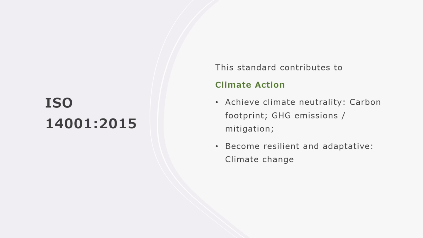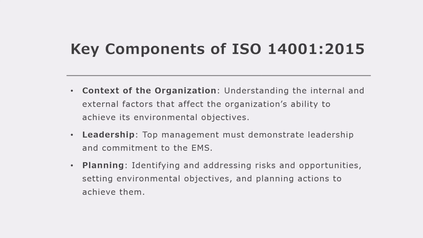ISO 14001 also enables organizations to achieve their climate goals. It enables them to achieve climate neutrality through carbon footprint assessments and greenhouse gas emissions mitigation measures which organizations have already set for themselves. It also allows organizations to become resilient and adaptive to climate change. What are the key components of ISO 14001?